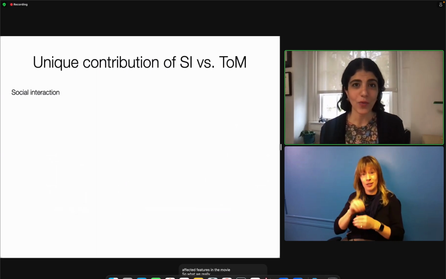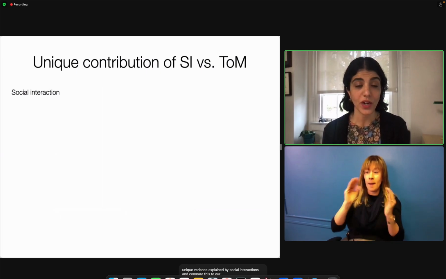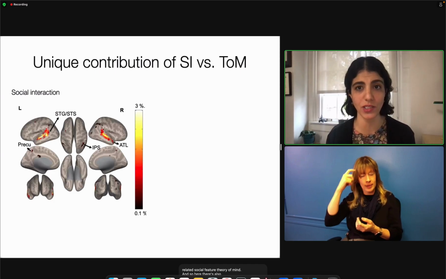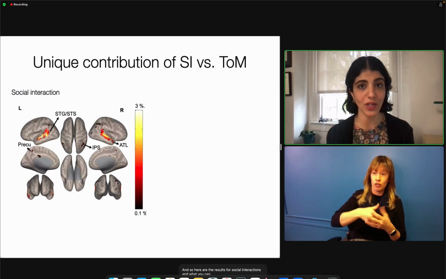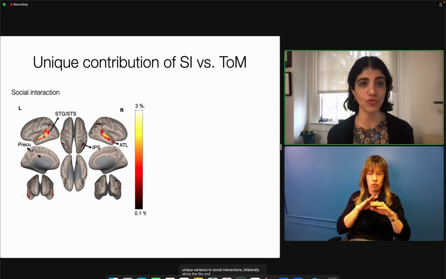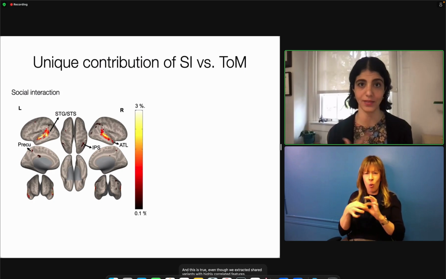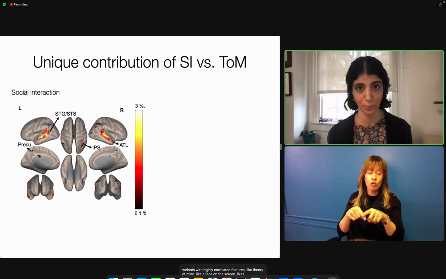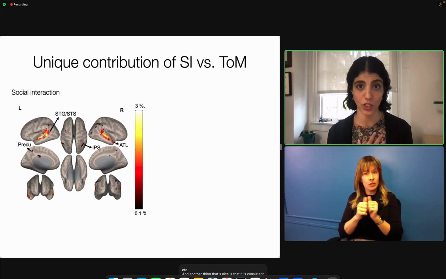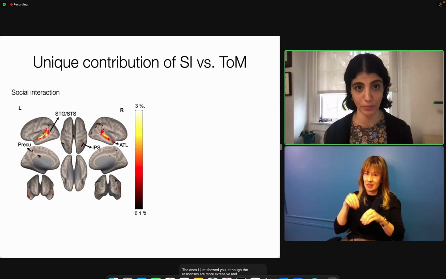What we really wanted to look at was the unique variance explained by social interactions and compare this to another closely related social feature, theory of mind. And so here are the results for social interactions. What you can see is that you can explain unique variance to social interactions bilaterally along the STS. And this is true even though we've extracted shared variance with highly correlated features like theory of mind, like a face on the screen, like speech, etc. Another thing that's nice is that it is consistent with our results in more controlled studies, the ones I just showed you, although the responses are more extensive in this natural movie.